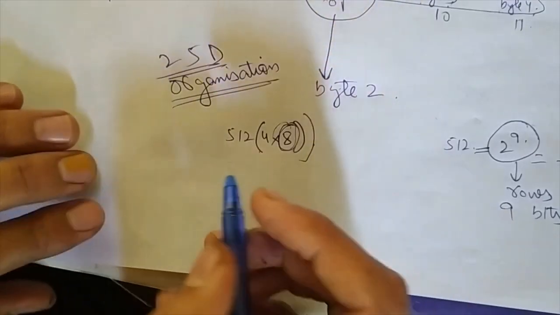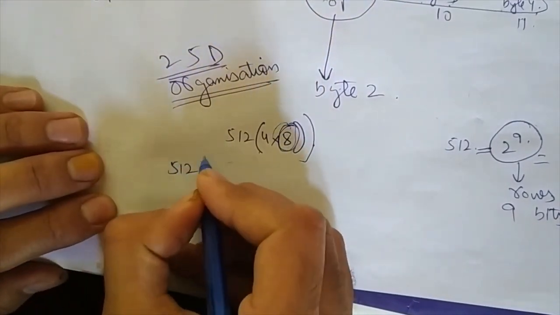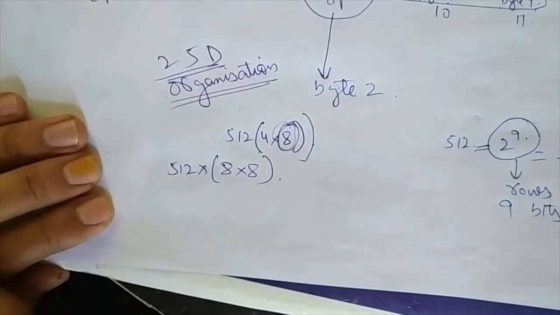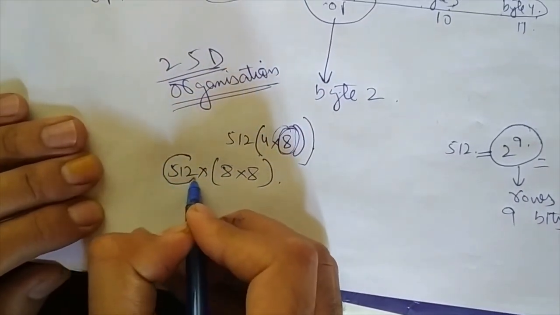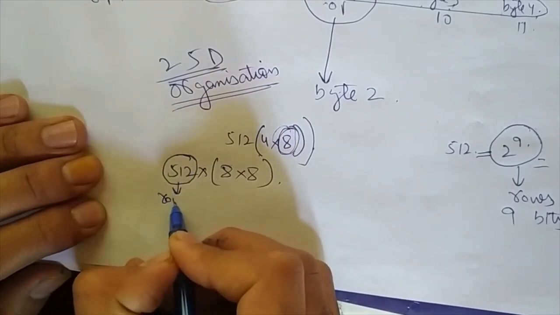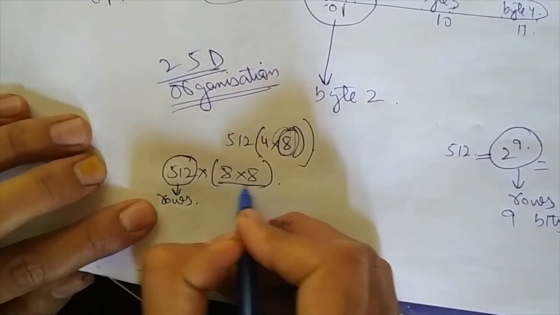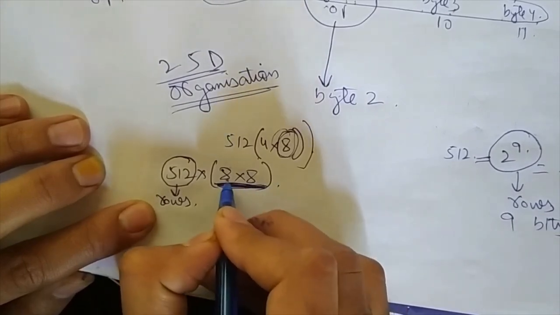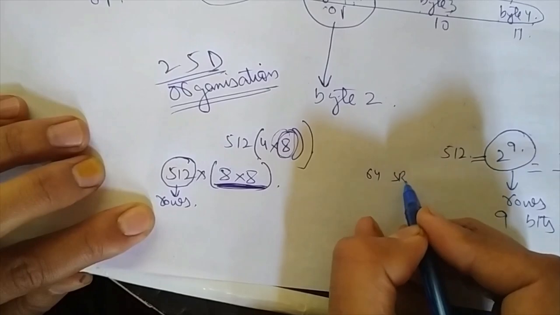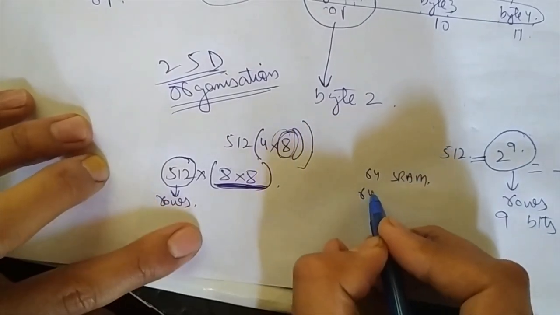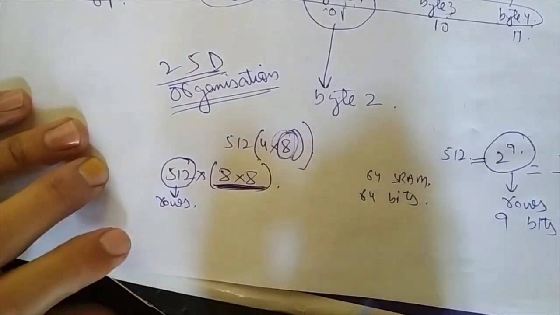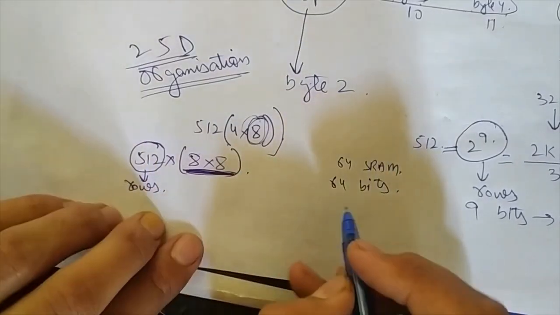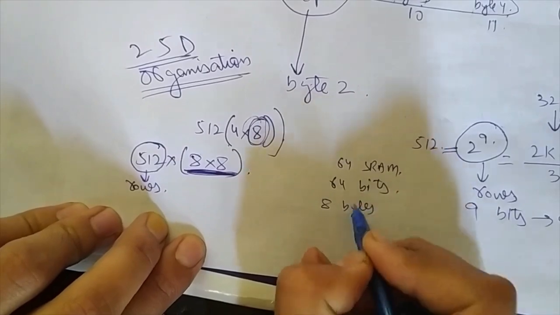larger memories. For example, let me give one example, 512 cross 8 cross 8. What is this organization? This organization says that we have 512 rows, and each row contains this amount of SRAM cells. So how many SRAM cells? 8 cross 8, 64 SRAM cells. So we can read 64 bits at a time. Okay, 64 bits means 8 bytes we are reading at a time.